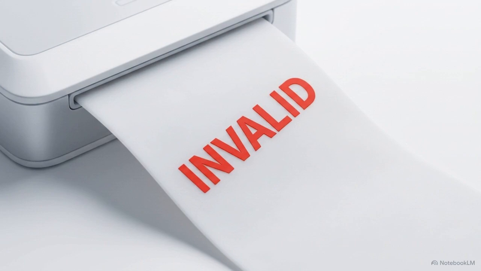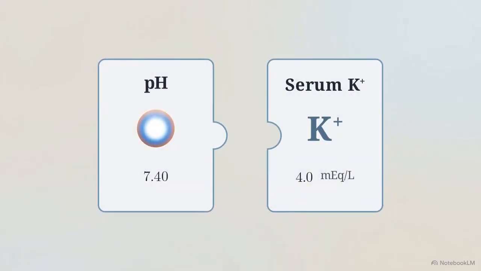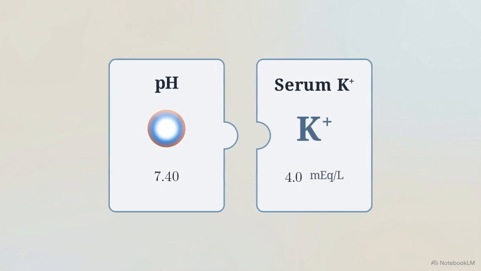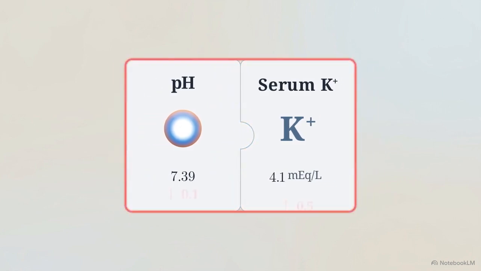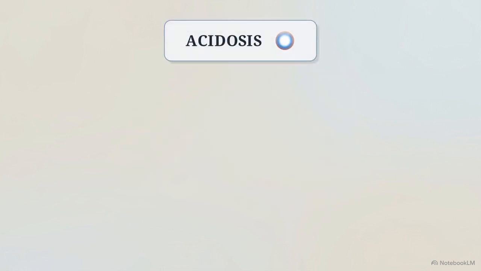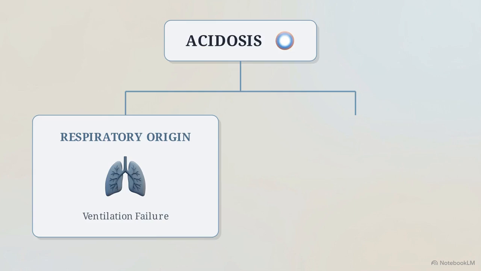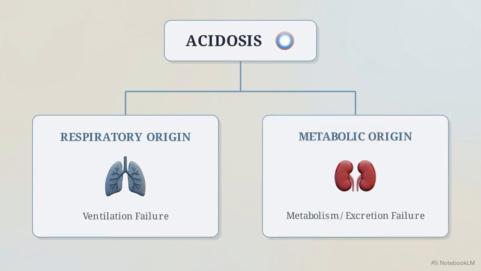A clinician cannot accurately interpret a patient's serum potassium levels without first knowing their pH. The two metrics are entangled. Acidosis originates from two distinct mechanical failures, either a failure of ventilation or a failure of metabolism and excretion.